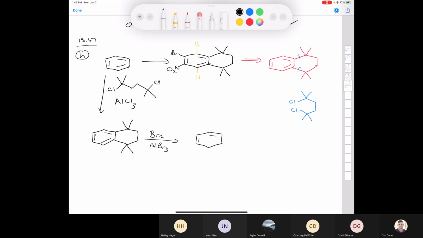And then since it's an ortho para director, we can just do the nitration. So I've got my bromine here, right? And that's going to direct to the two ortho positions and the para. The para is blocked, and then this one is too sterically hindered. So it's going to direct to this position when I do the nitration. And thus I treat it with nitric acid and sulfuric acid, just like that. All right.